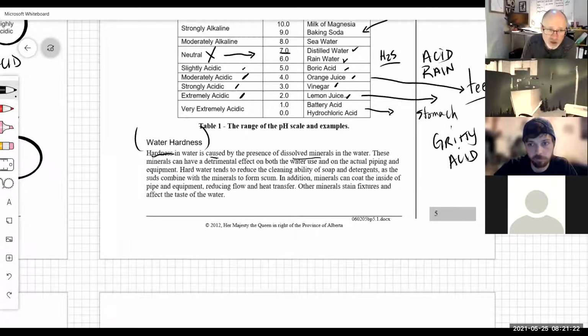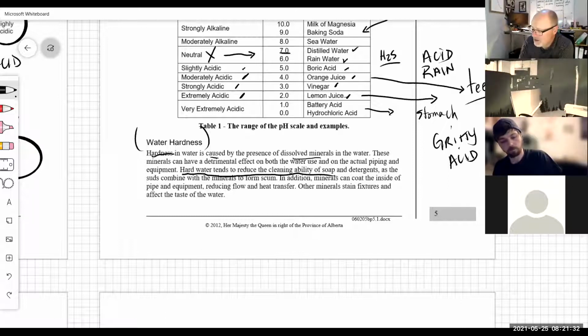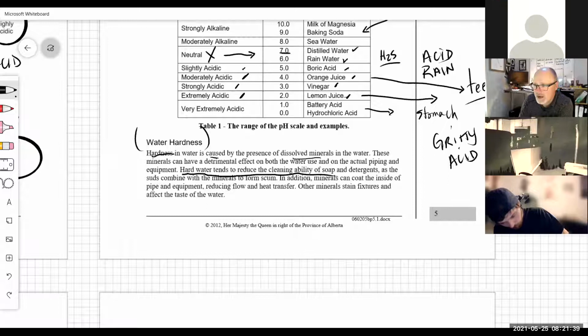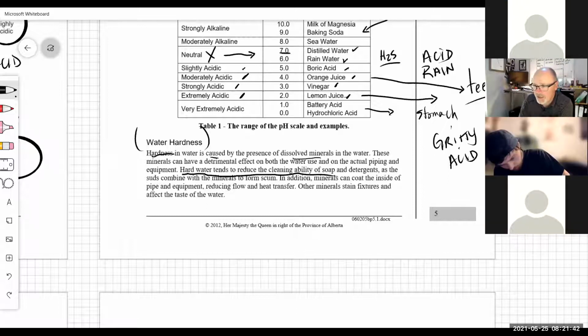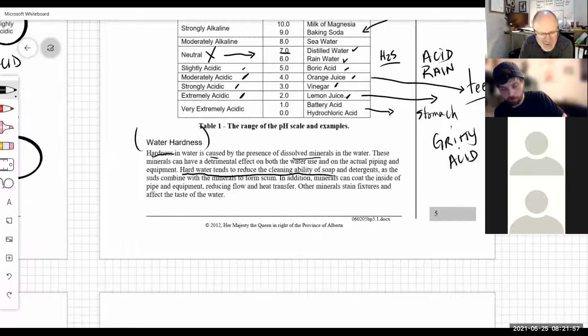But this hard water that has a lot of minerals in it tends to reduce the cleaning ability of soap and detergents. Does anybody here have a water softener? Anybody in the room? Just shout out if you do. Nobody? Oh, Dawson? Yeah, I do. Well, you could probably get a good soapy lather going in the shower, can't you? But it leaves a little bit of a film on your body, a little bit of a slimy kind of feel. And that's how that is.